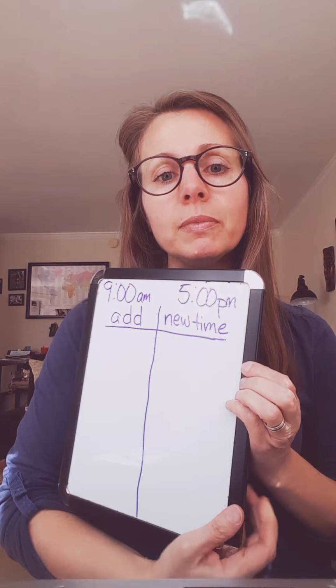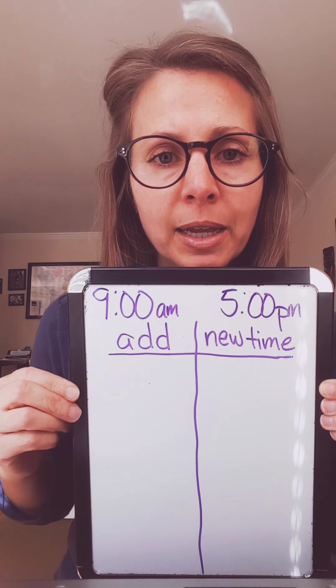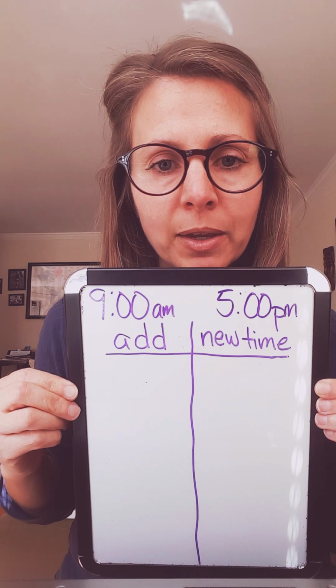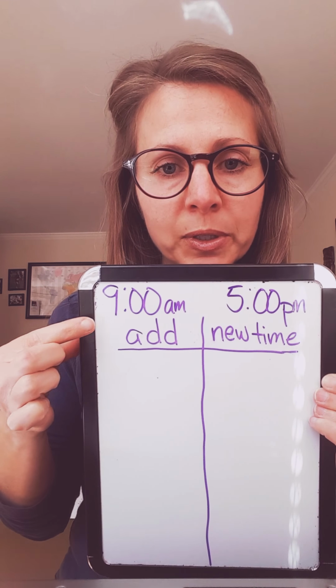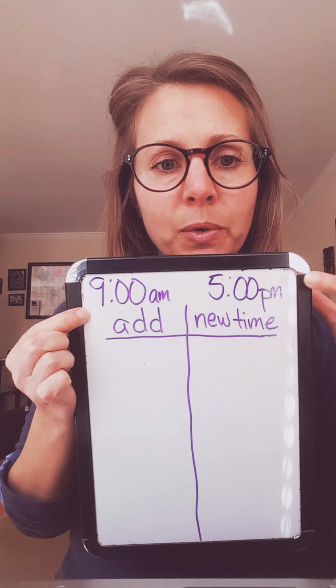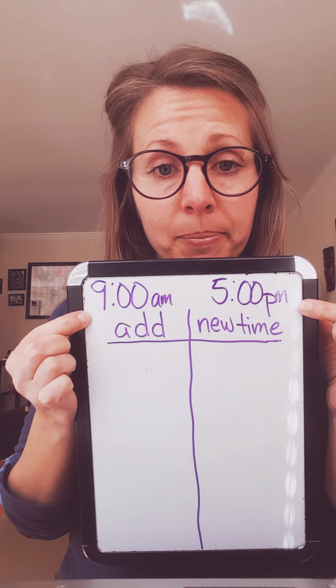You can always visualize a clock in your head and try to work around the clock and add it up. But I have another strategy I want to show you that is really helpful, and it's called a T-chart. So in your notebook, I'd like you to try it this way. Okay, you're going to write what we know. We know the start time is 9 a.m. and we know the end time is 5 p.m.